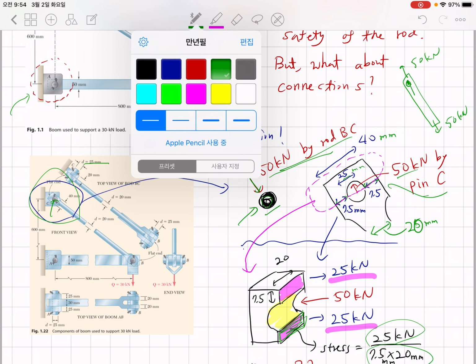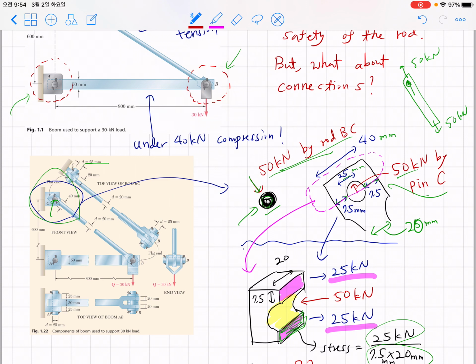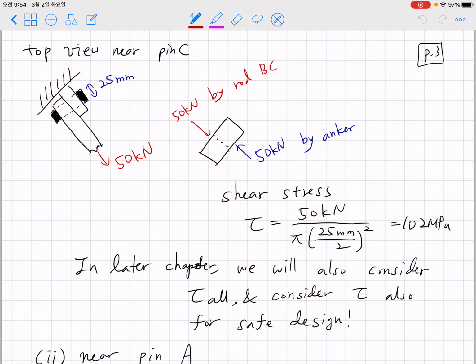So what you can see here is, because you are pulling rod BC in this direction, the pin would get forced in the opposite direction like this. If you magnify the view of pin C, you can see the free body diagram in this way. Out of pin C, you have 50 kilonewton by rod BC acting here, and 50 kilonewton by the anchor attached to the rigid wall in the opposite direction, with the same magnitude.